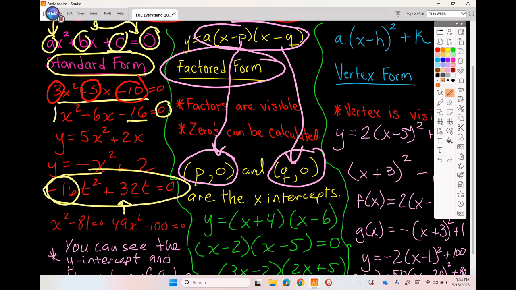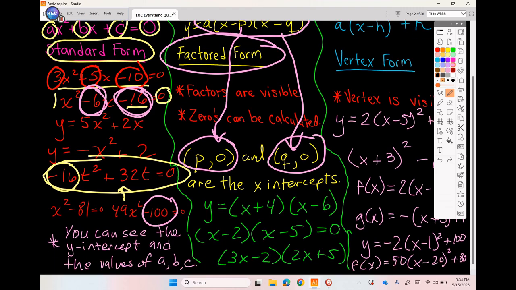So you could just think about P and Q as the numbers that multiply to give you the C value, but add or subtract to give you the B value. So let's use this one as an example because it has the A, B, and C. So numbers that multiply to give you C, that add or subtract to give you B. Now, do they have to add to give you the number or subtract to give you the number? We'll talk about that when we do factoring.